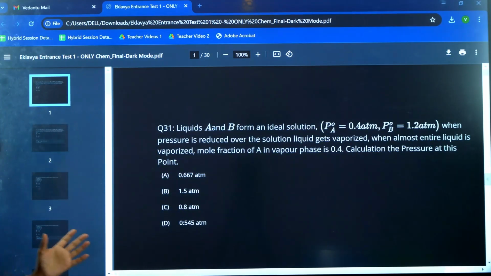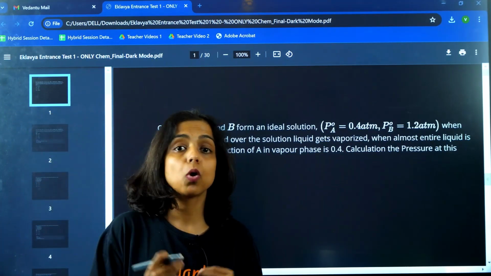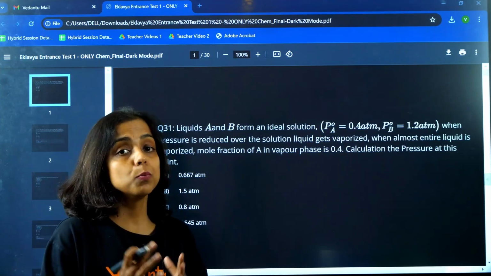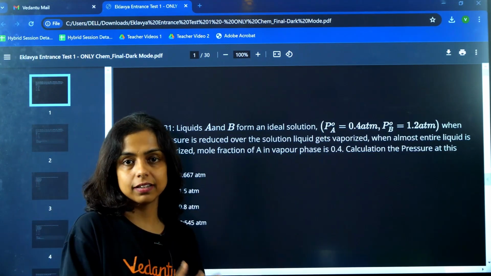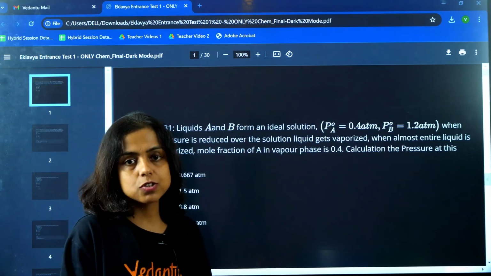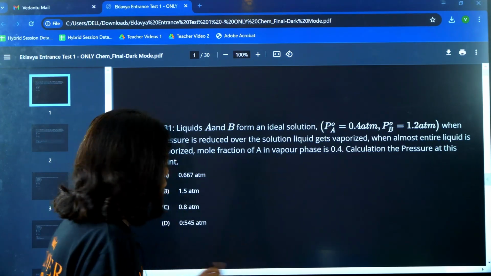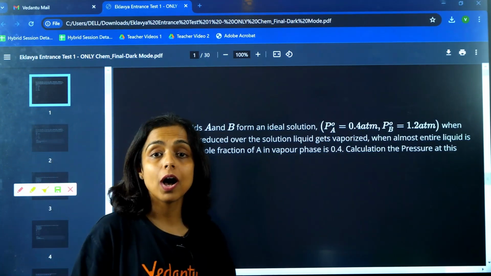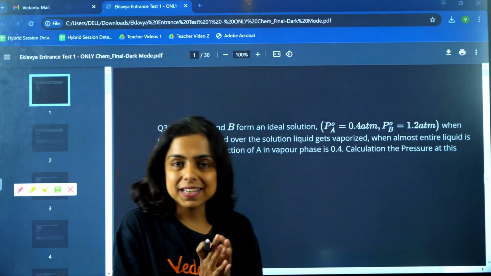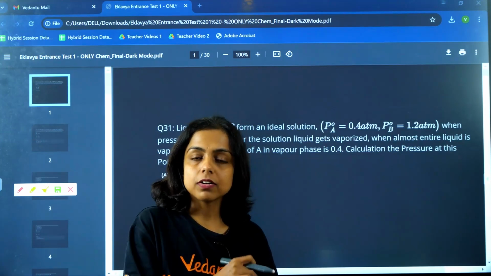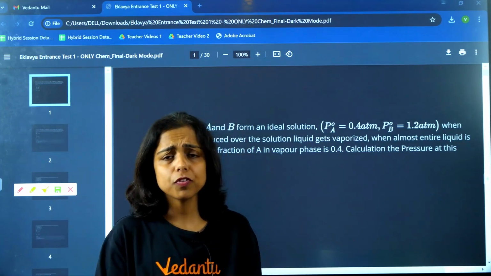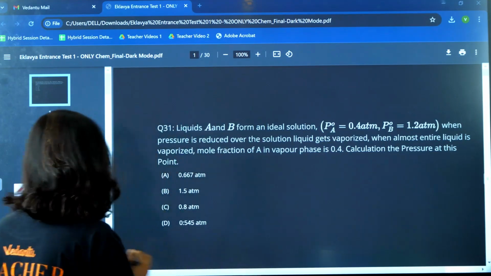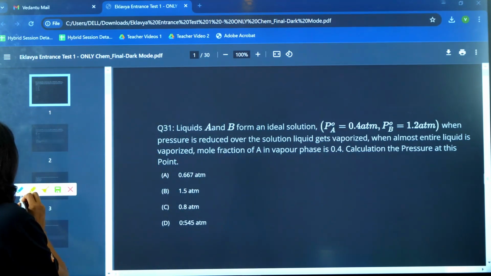So the very first question is from solutions and colligative properties, Raoult's law. Another form of Raoult's law where we use the mole fractions of components of the solution in the vapor phase. So I will say a pretty direct question. I hope you all know how to convert the basic equation of Raoult's law in terms of the mole fraction of the components in vapor phase by using Dalton's law of partial pressure. So let me quickly write it for you all.